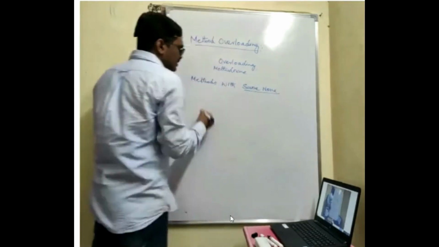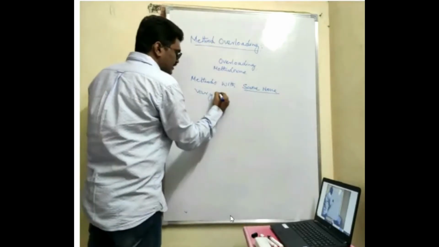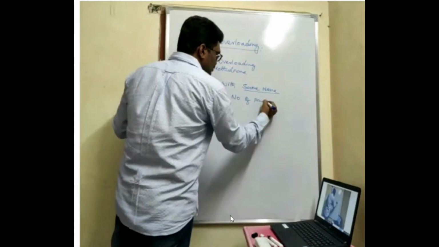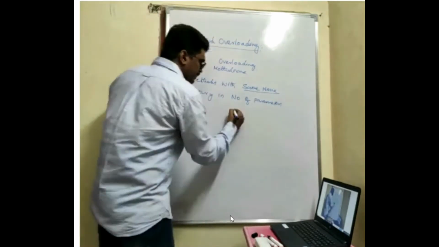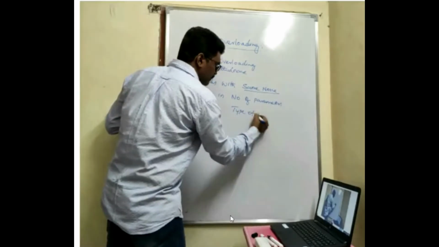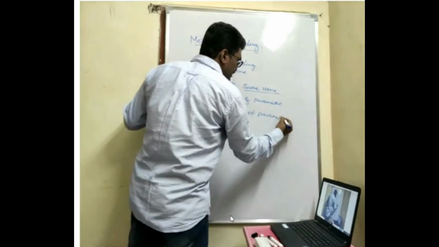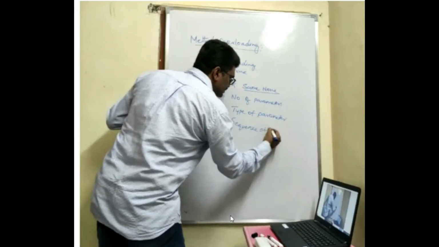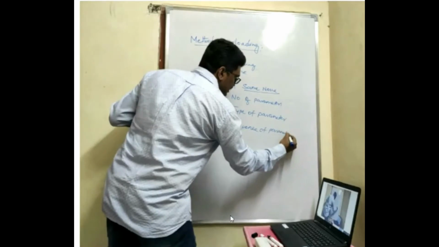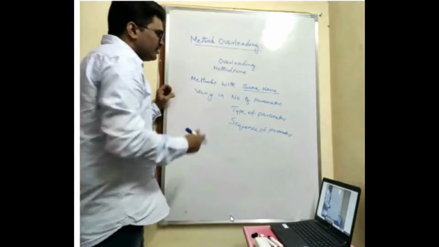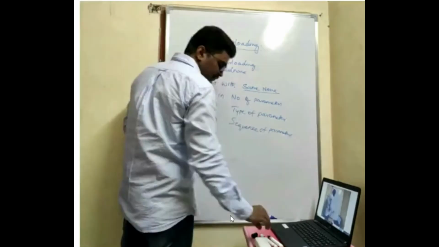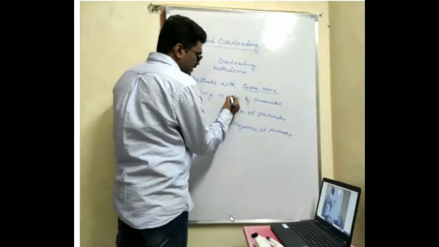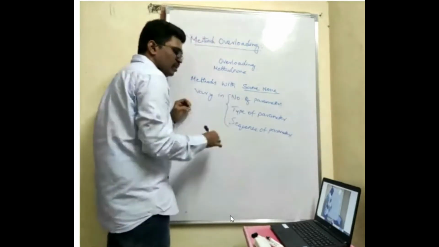Very important. Name must be same, but vary in number of parameters, type of parameters, or sequence of parameters. Method names will be the same. That is the first rule. Their names will be the same, but they will vary in any one of these or all of the three things.